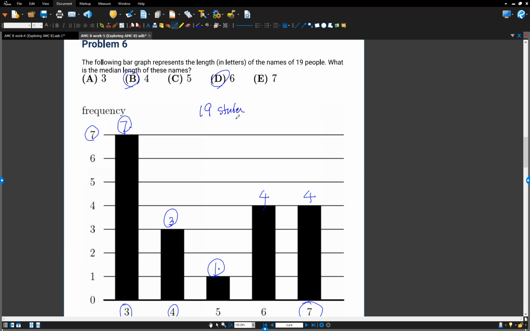Can I change my answer to 7? 19 students. Who is in the middle? 1 plus 19 divided by 2. In tens, right? 10 students. Maybe B. I don't know. In the middle, where is the 10th student? It belongs over here, right? 7 plus 3 is 10. So 4 is the answer, okay? Not 6.